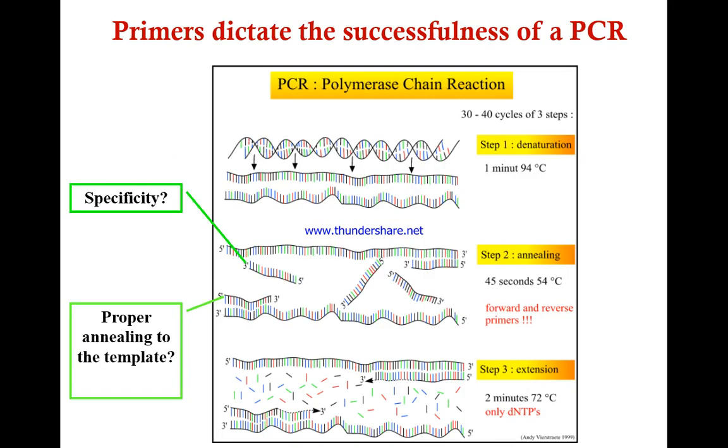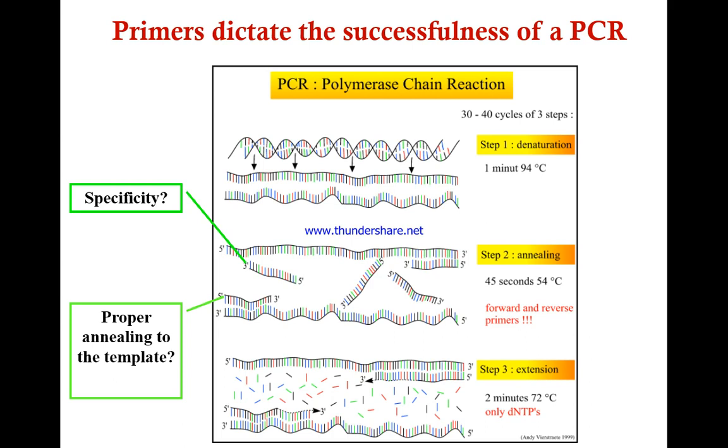Today we are going to discuss primer designing for PCR and qPCR. So let's first understand what a primer is and how it works. Primers dictate the successfulness of a PCR. PCR is polymerase chain reaction. A primer is a very short piece of DNA, about 20 to 22 nucleotides. PCR consists of 30 to 40 cycles of 3 steps.